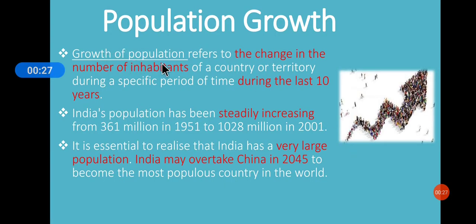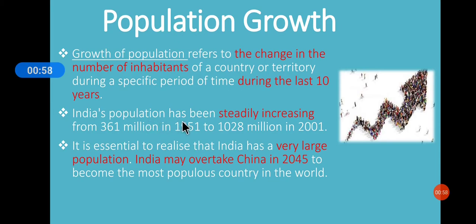Growth of population refers to the change in the numbers of inhabitants of a country or a territory during a specific period of time, that is, during the last 10 years. In a decade, how the number of inhabitants has changed in a particular region or territory is calculated every 10 years, that is, census.